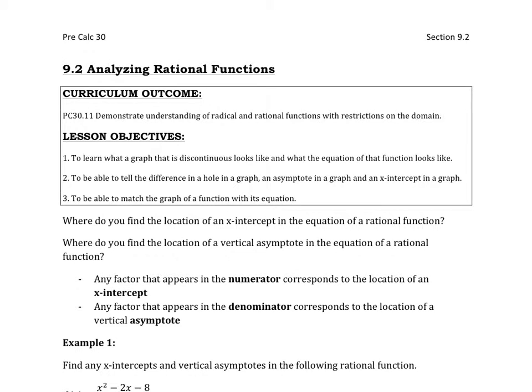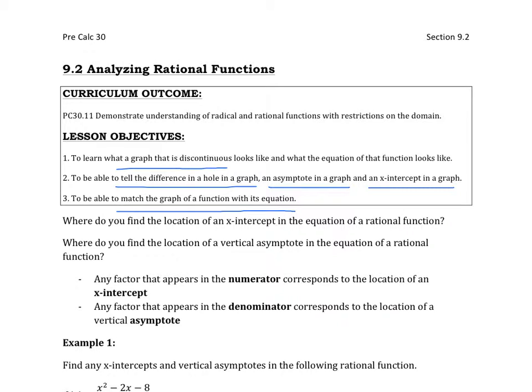Okay, so today we are covering 9.2, Analyzing Rational Functions. Today we're going to demonstrate understanding of radical and rational functions with restrictions on the domain. Yesterday we learned transformations. Today we're going to learn what that graph looks like, be able to tell the difference between a hole in the graph and an asymptote in the graph, and also how to find our x-intercepts. We should also be able to match a graph to the function with its equation.